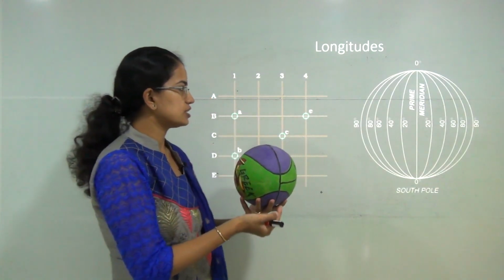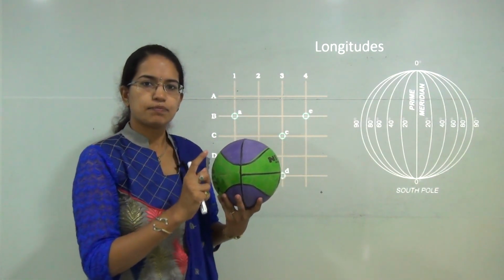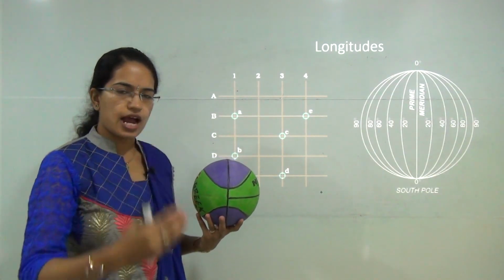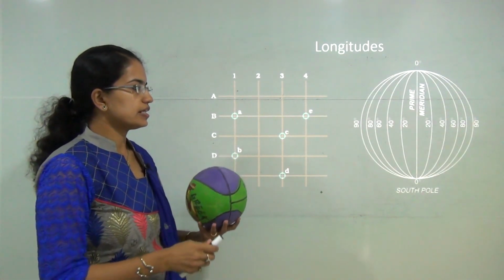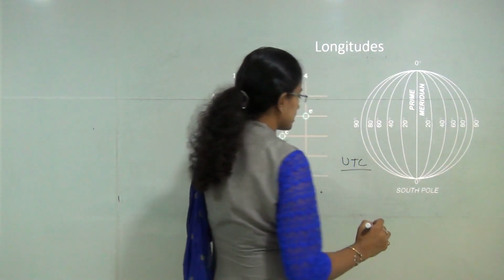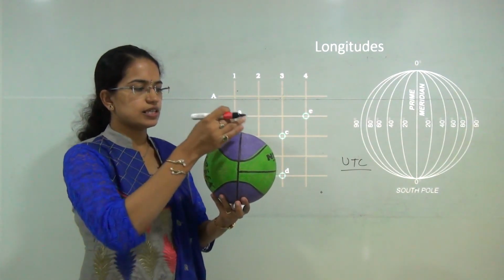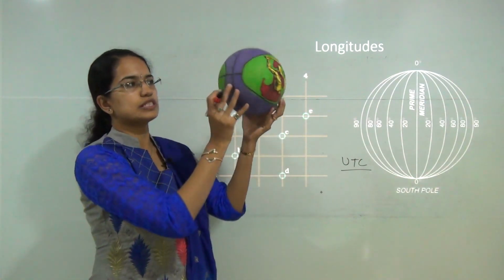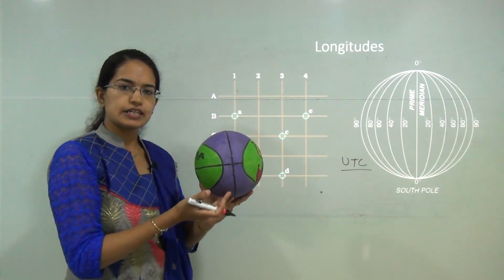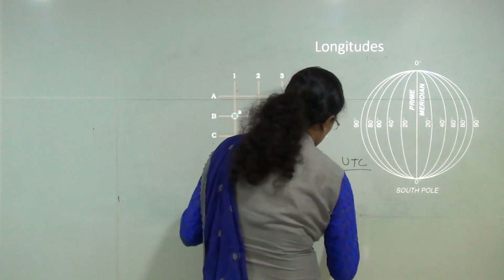They run north and south. The meridian which runs at 0 degree is known as the prime meridian or the Greenwich meridian. It is taken as the standard reference point. Nowadays, this Greenwich meridian is called UTC, that's the Coordinated Universal Time. And so if this is 0 degree, the line directly opposite to it, which is this one, would be 180 degrees, and this 180 degree line would be known as the International Date Line.